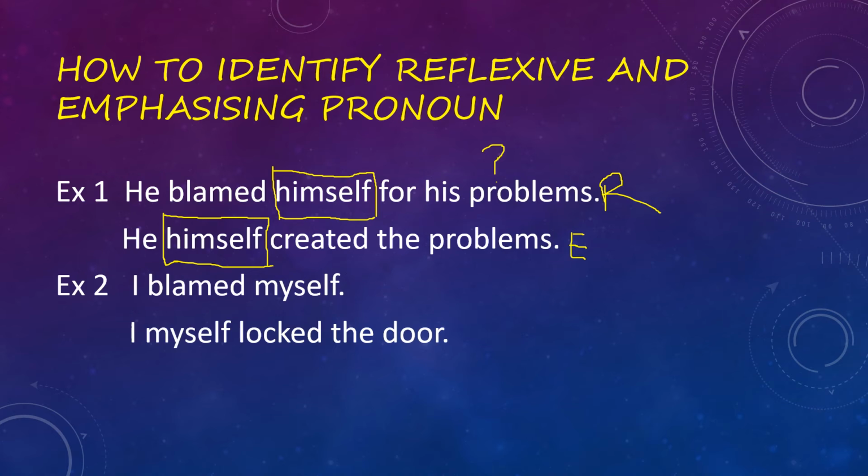Now give a try to this second example. I blame myself. Now we will underline the pronoun. I blame myself. Here also, I myself locked the door. Now in the first sentence, if we hide the word myself, I blamed. I blamed what? And whom? Right? The sentence is incomplete without this word, so it is reflexive. Next one, I myself locked the door. If I hide this myself, I locked the door. Yes, the sentence has a complete meaning. So this is an emphasizing pronoun. I hope you all have understood this. Now let us do some practice exercises and things will be much clearer to you.